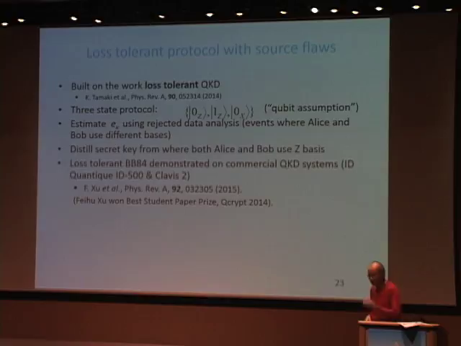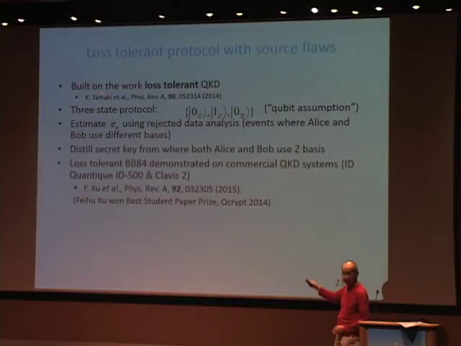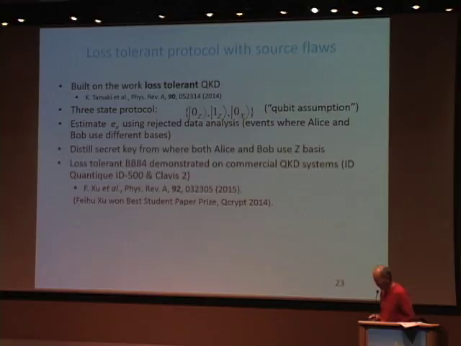Okay, so now we want something better. So what do we do? We would like to use something which is a loss-tolerant protocol. This has been discussed in this paper by Tamaki et al., a very recent paper, 2014. It works in general, but just for simplicity we use this three-state protocol, so 0 and 1 in the Z basis, and 0 in the X basis. The assumption that we make is that it's really a qubit. Think about the single photon component. It's really a qubit that Alice and Bob use. There's no side channel. That's what we assume.